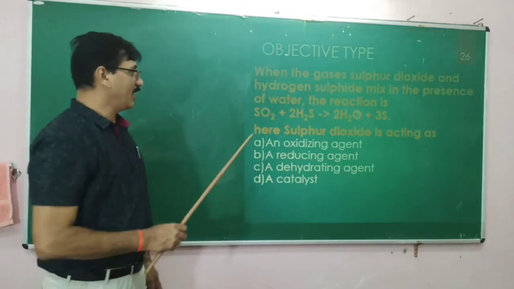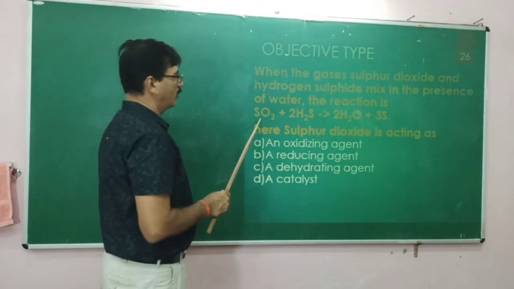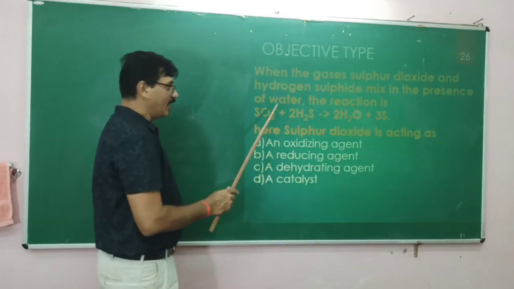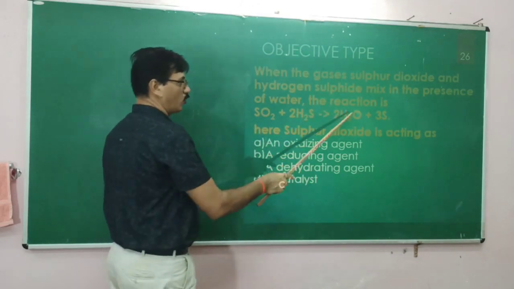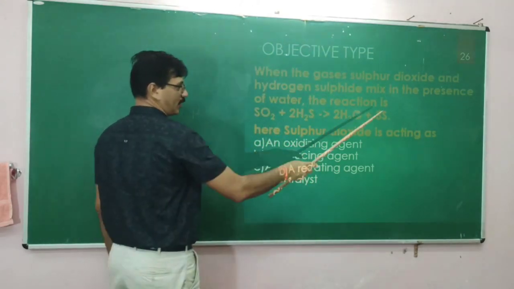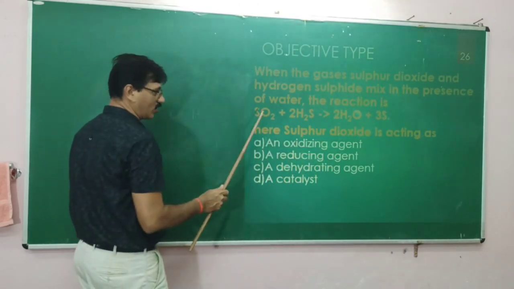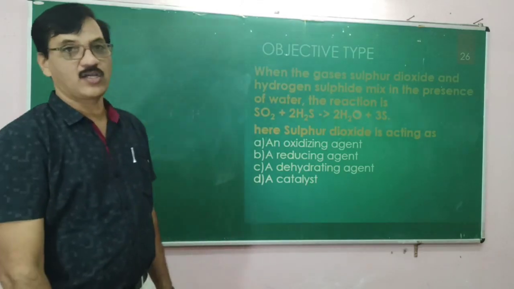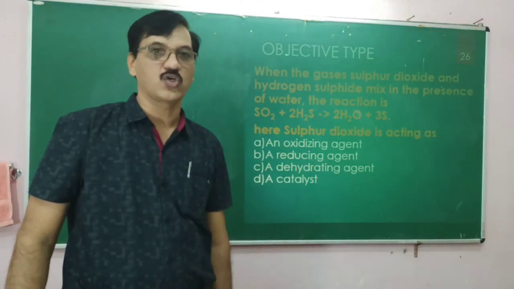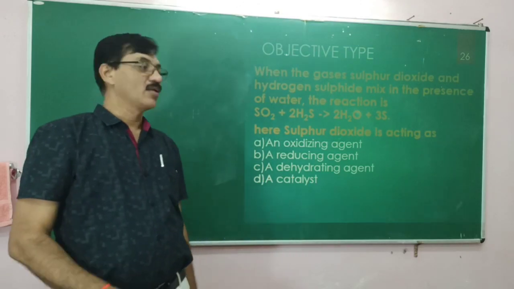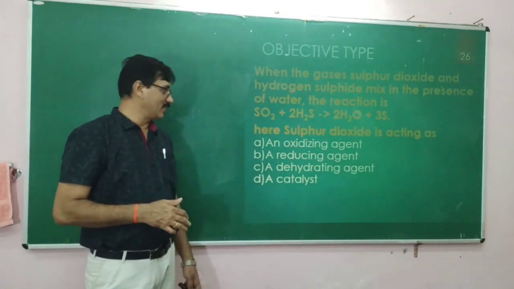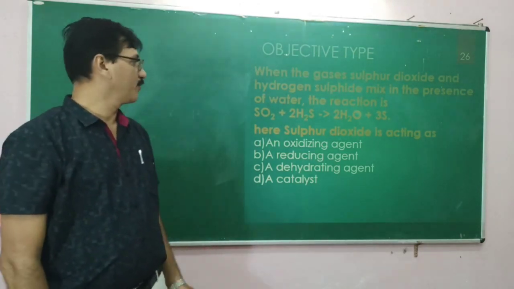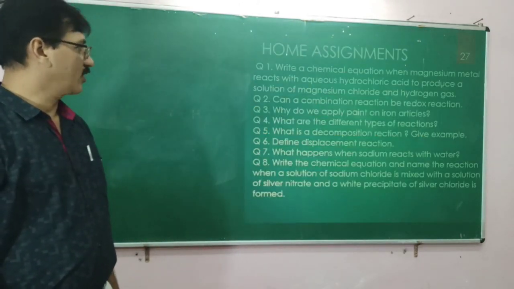Now, for SO2 to be an oxidizing agent, it should give oxygen. Is it giving oxygen? Yes, it is giving oxygen to hydrogen to form water. Therefore, the sulfur will remain here. So here, sulfur dioxide acts as an oxidizing agent. Remember that sulfur dioxide acts as a reducing agent also. In a few cases, it acts as a reducing agent, but in this reaction, it is acting as an oxidizing agent. Now, the answer is A.